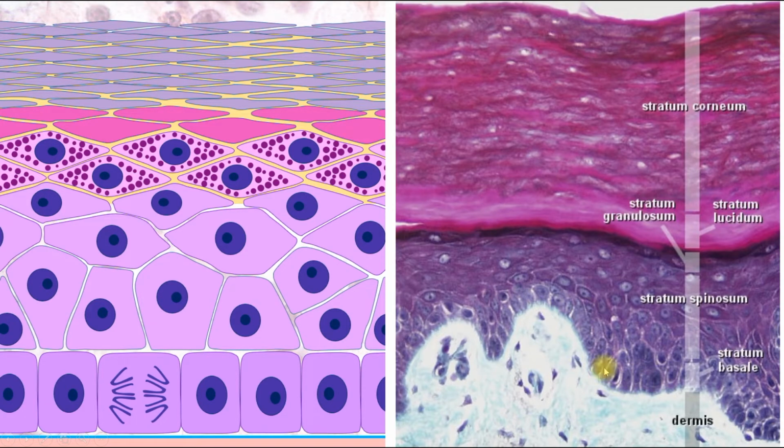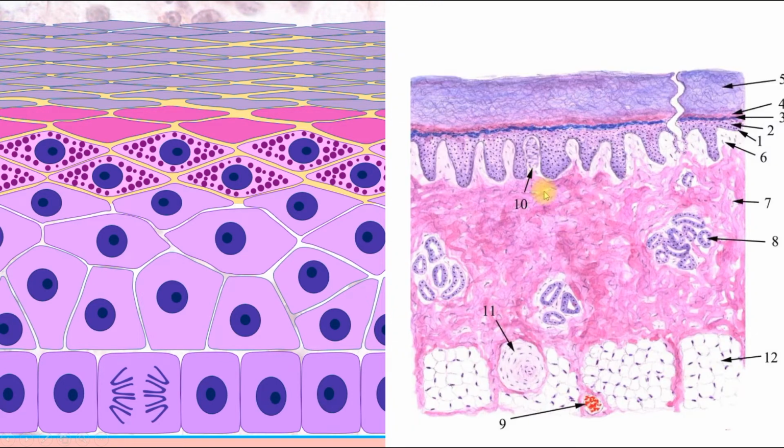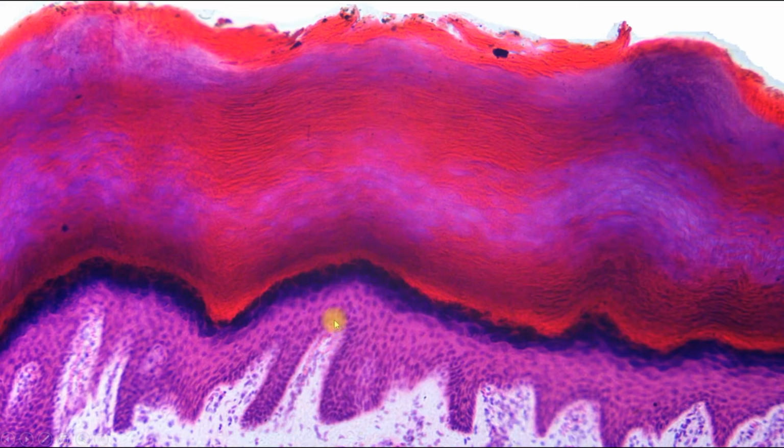Here we can see stratum basale, stratum spinosum, stratum granulosum, stratum lucidum, and stratum corneum. These are the 5 basic layers of epidermis: stratum basale, spinosum, granulosum, lucidum, and corneum.